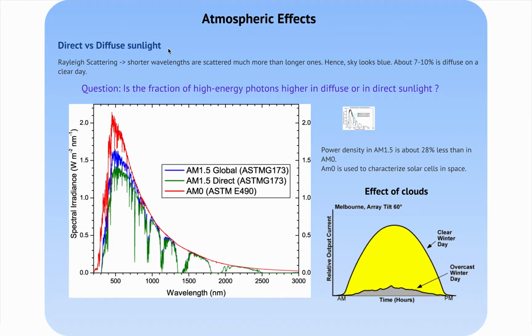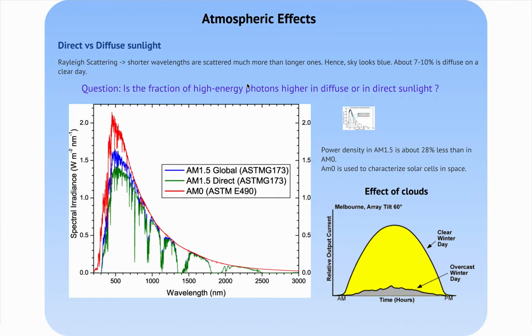So direct versus diffuse sunlight is very important. As we'll see when we talk about concentrators, in radial scattering, shorter wavelengths are scattered much more than longer ones. This is why the sky looks blue. About 7 to 10% of the light is diffused on a clear day. So an interesting thing to think about is whether the fraction of high energy photons is higher in diffuse or in direct sunlight. I will leave this as a homework problem for you to think about because we're running out of time a little bit.